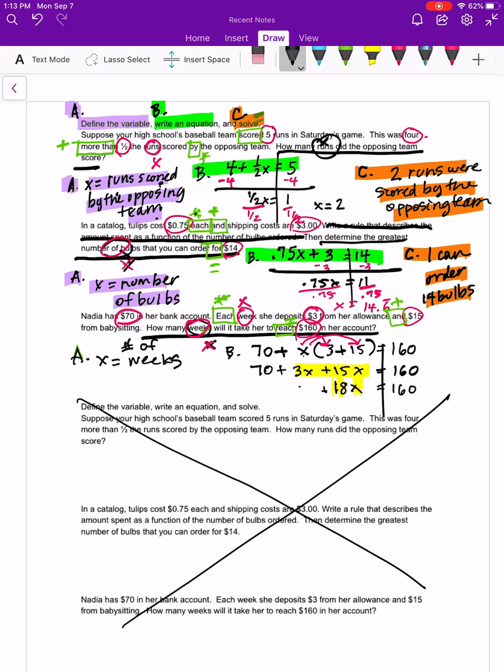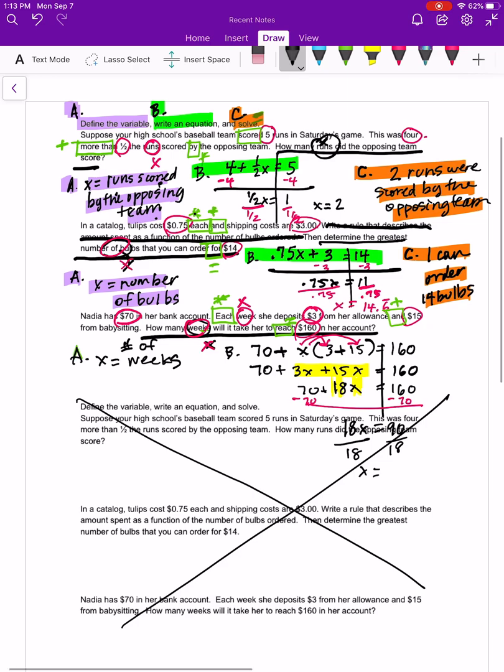And then plus bring the 70 down. All I did was combine those like terms. And now I can solve. I have a two-step equation. So I'm going to subtract 70. So that leaves me with 18x, bringing that down, equals 160 minus 70, which would be 90. Now I divide by 18, and I divide by 18, and x is equal to 90 divided by 18, which would be 5. So C, when I go to solve it, how many weeks will it take her to reach 160 in her account? It will take her 5 weeks.